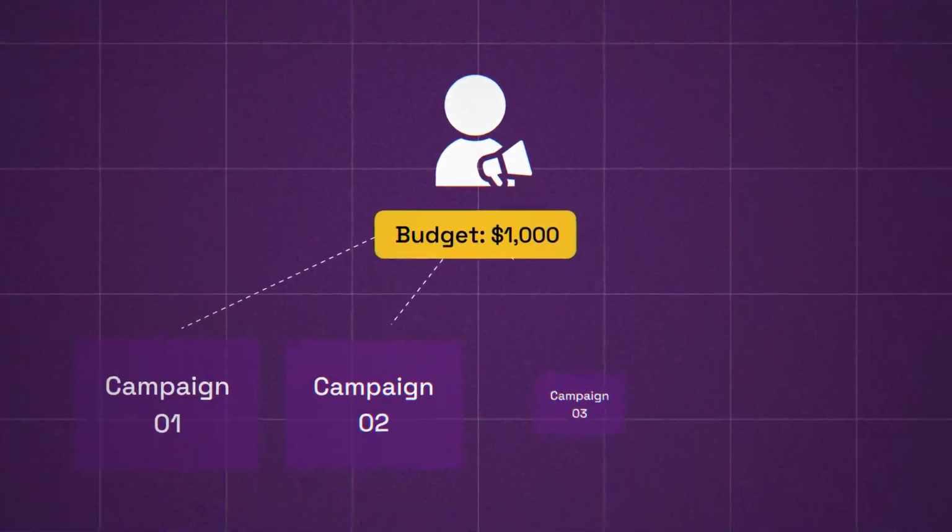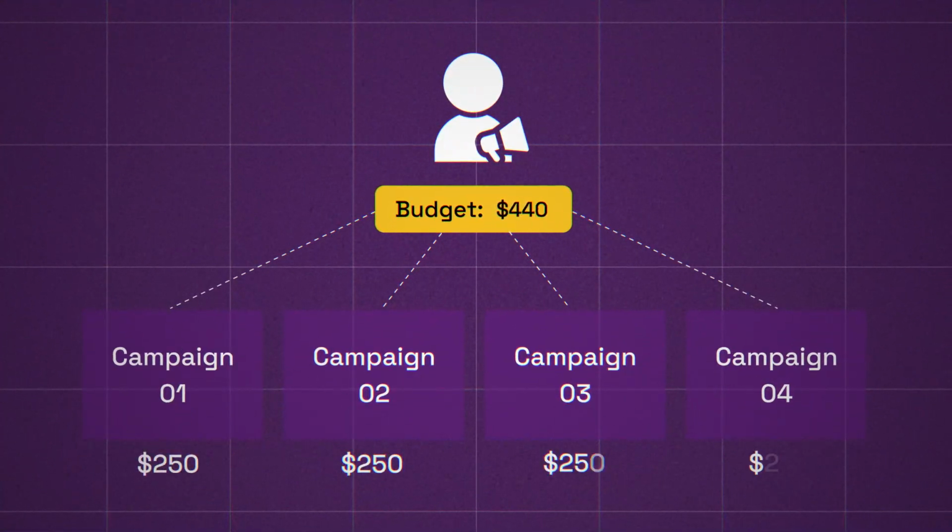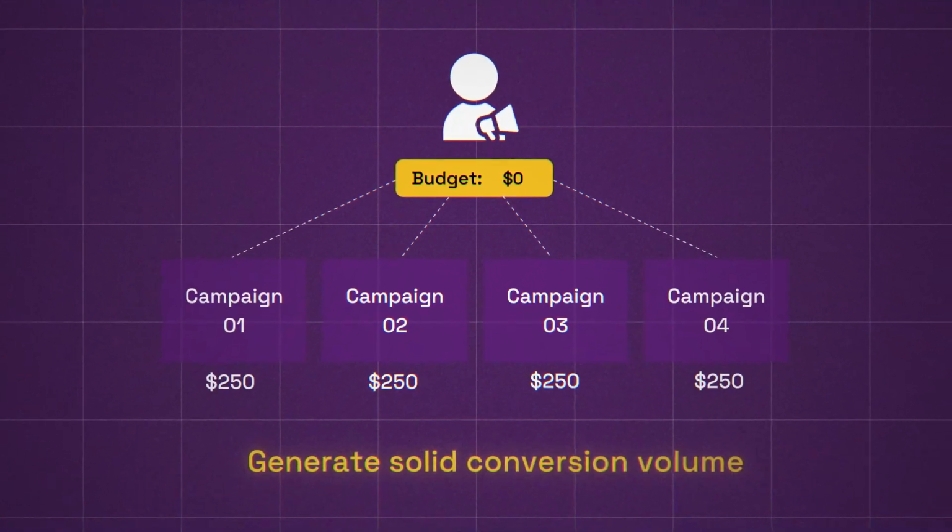Most accounts I audit have 10 plus campaigns, each spending a few $100s a month, and at that level, Google doesn't generate enough conversion data per campaign to understand what an actual buyer looks like. So the fix is to consolidate down to maybe 3 or 4 campaigns and keep each one funded well enough to generate solid conversion volume, which gives the algorithm what it needs to improve.